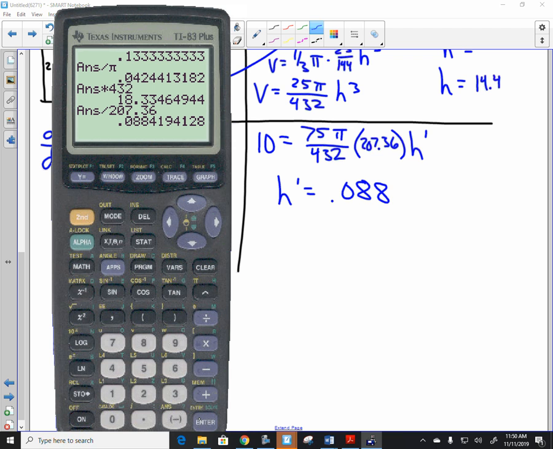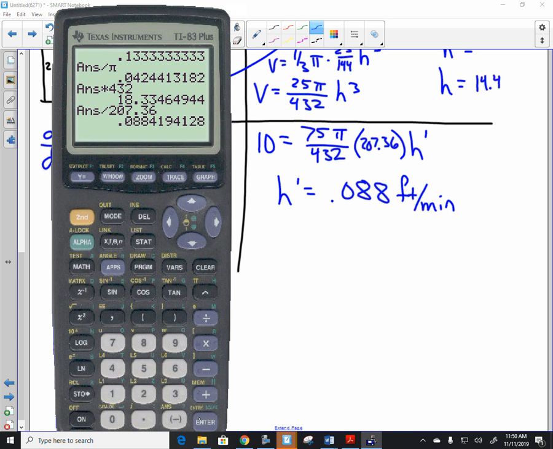0.088 what? Feet per minute. Since height is a linear measurement, it's just a one-dimensional measurement. I don't have feet squared, I don't have feet cubed, just feet per minute. And that's it. A bit of a challenging problem.